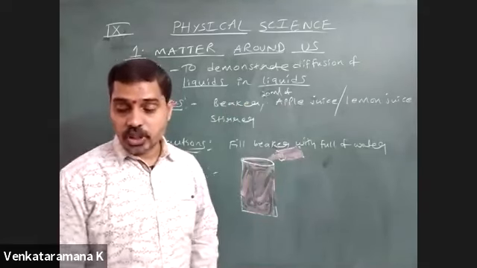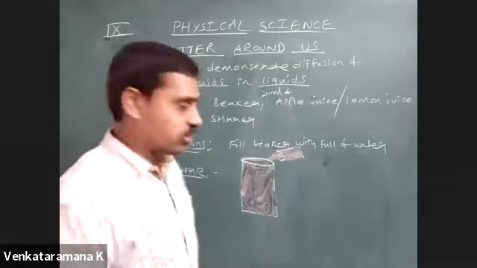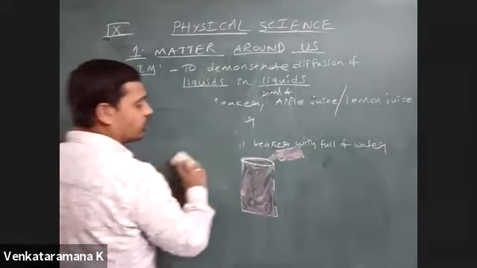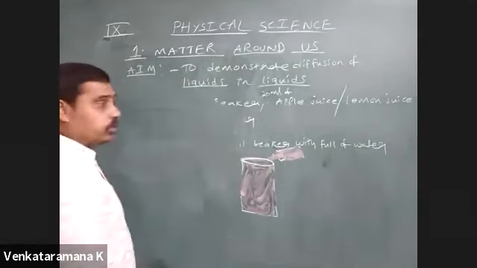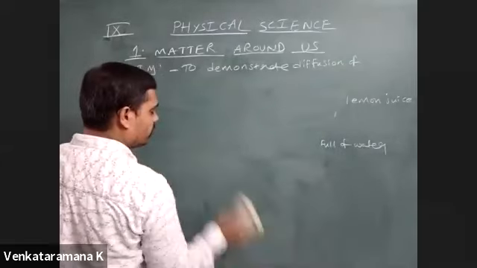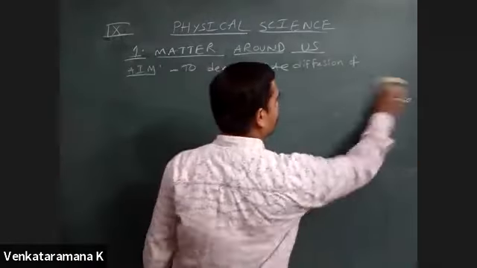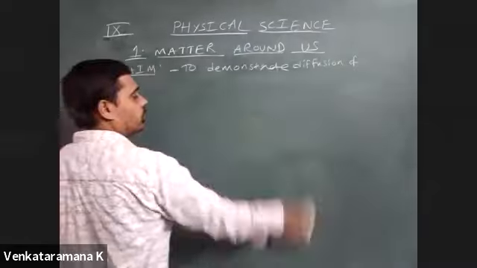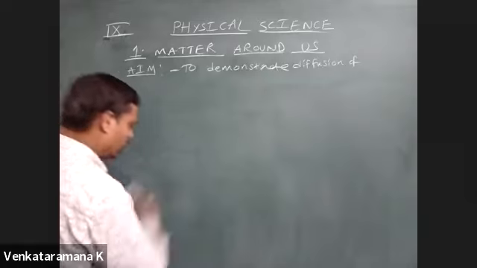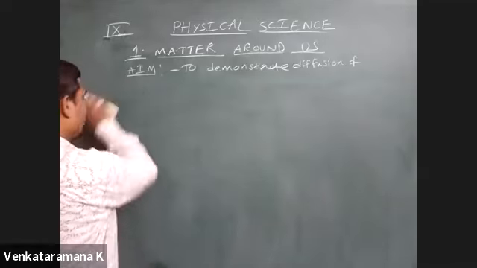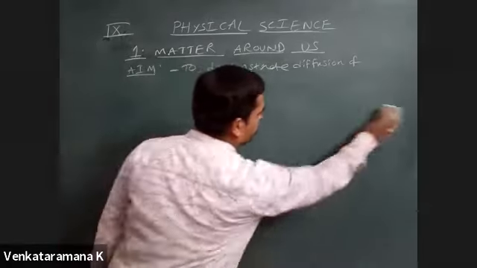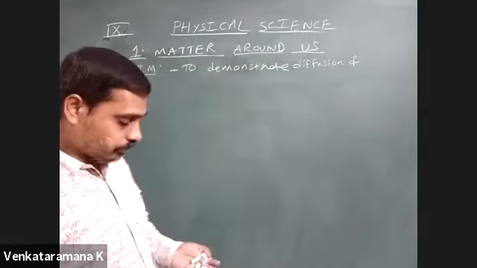Now, diffusion of gases in gases. How the diffusion of gases will take place in gases, that we have to discuss. And what are the examples? Best example is air is a mixture of many gases. That means in air, movement of one gas into another gas will take place.